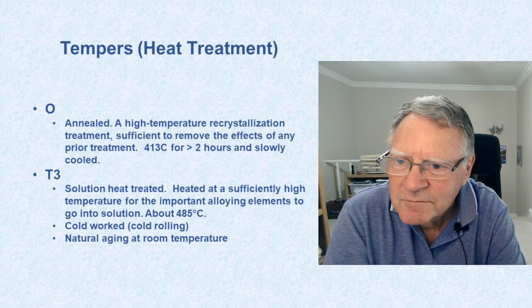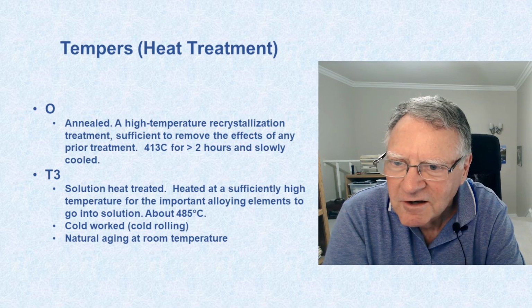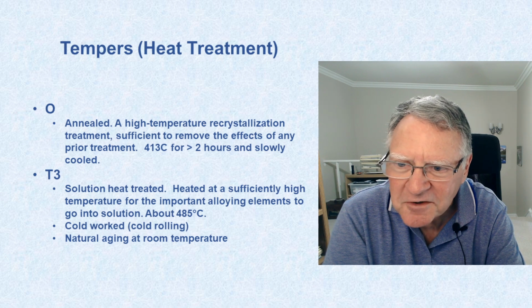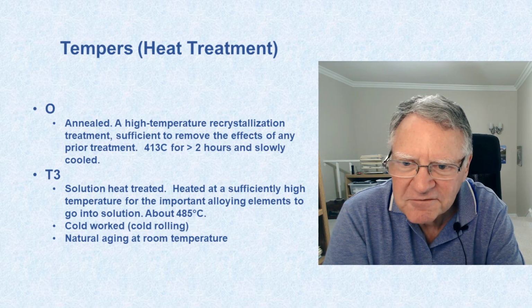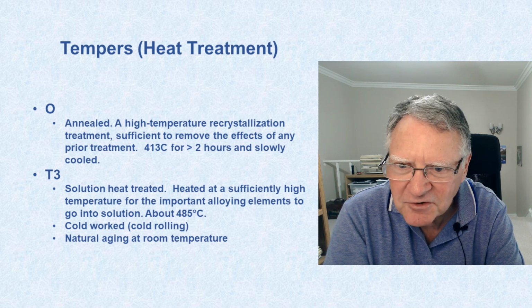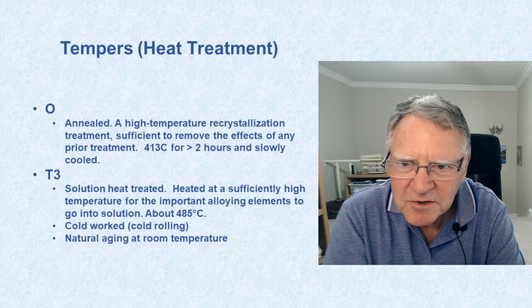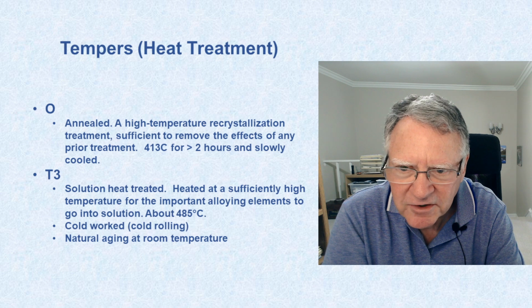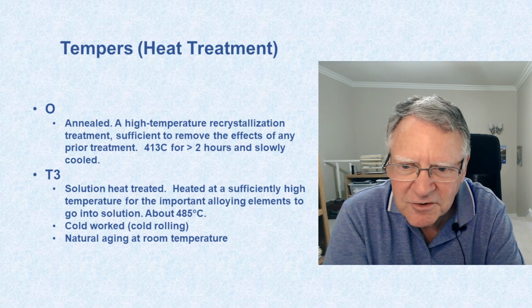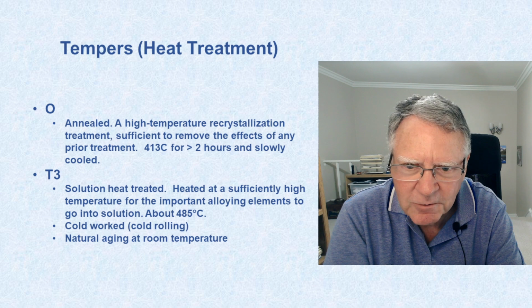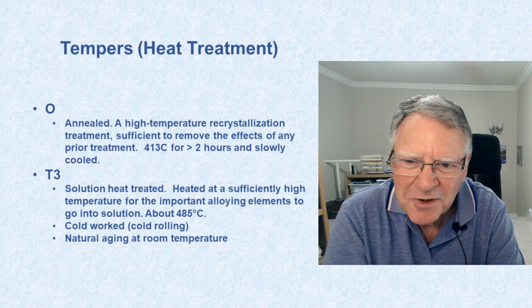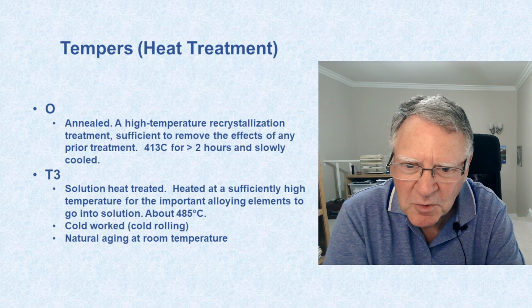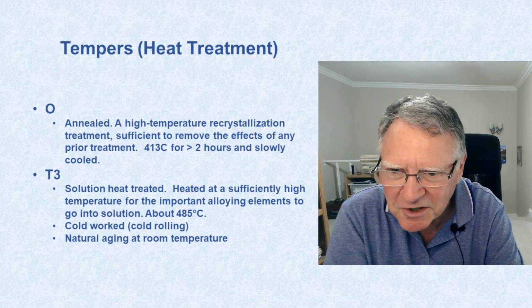Okay, what is the dash O and the dash T3 that I've mentioned or you've seen in the previous slides? That's the heat treatment or the temper of that alloy. And the dash O means that it's just been annealed, and it's been annealed at a little over 400 degrees C for a couple of hours, and then it's slowly cooled. So basically, you like pour it into a mold and you let it cool, something like that.